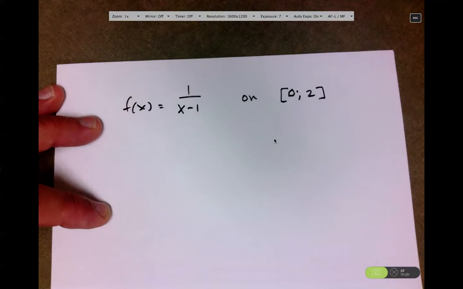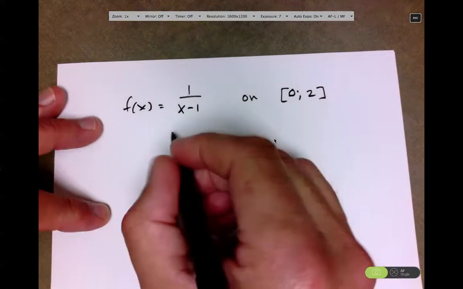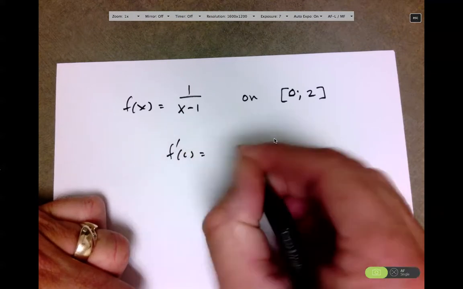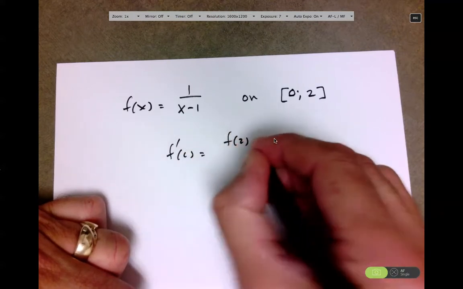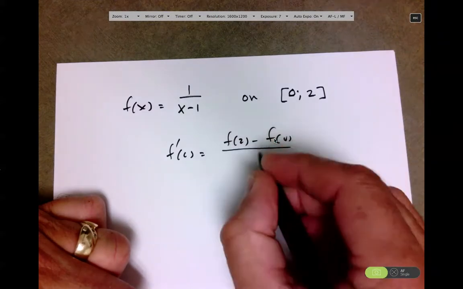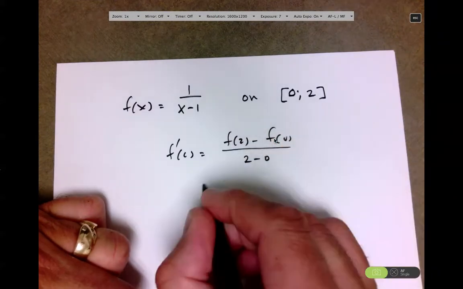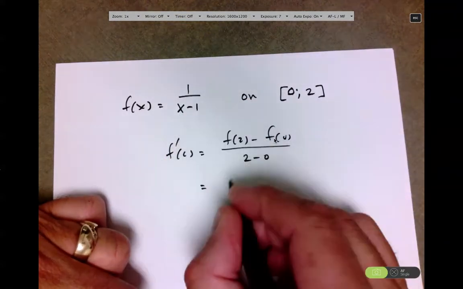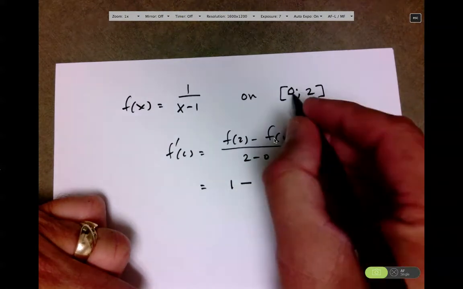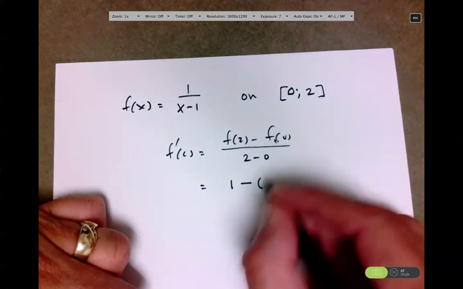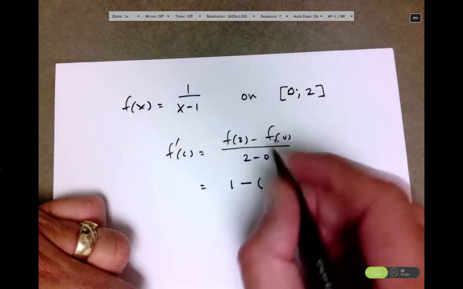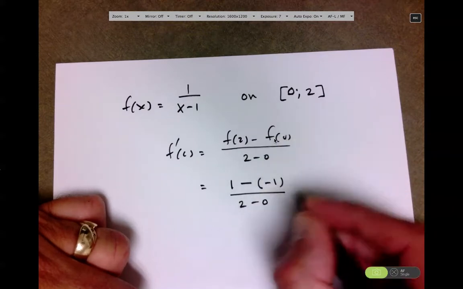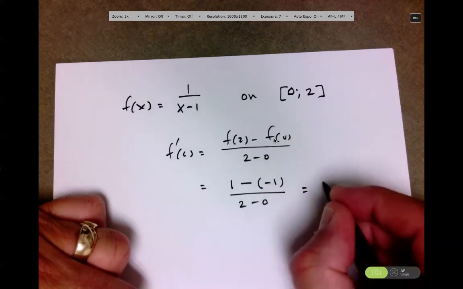If we proceed on this one the same way that we did on the other ones, we're going to end up with f prime of c is equal to f evaluated at 2 minus f evaluated at 0, divided by 2 minus 0. The right-hand side is going to be 1 divided by 2 minus 1, that's 1, minus what I get when I plug 0 in there. When I plug 0 in, we're going to get 1 divided by -1, so that's -1, and then divide that by 2 minus 0. So you're going to get 2 divided by 2, that's 1.